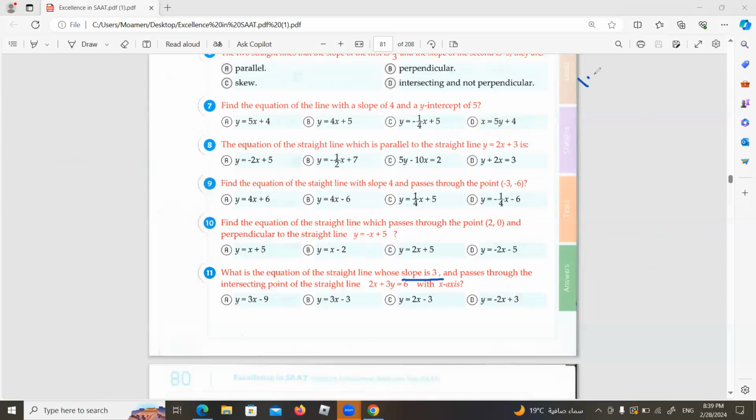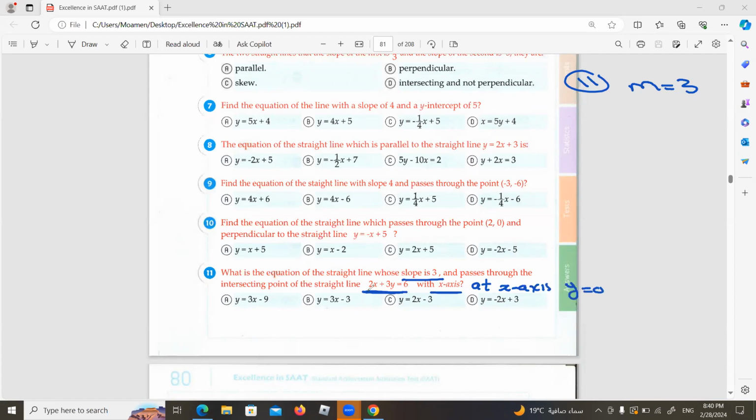So, Mister, to solve number 11, I have the slope. You said a slope and a point. So the slope is 3 directly. But what is the point? He said it passes through the point. Where is the point? The point is the point of intersection of this straight line and the x-axis. At the x-axis, I just write a remark here: at the x-axis, y equals 0.